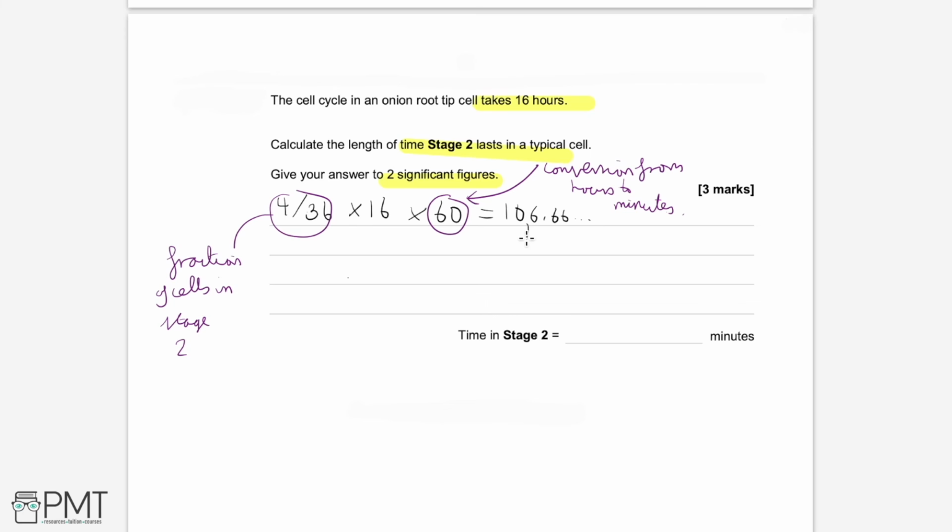It's important to note that it asks us to give our answer to two significant figures. So to do that, we look at the second digit, that is after the 0, and we see there is a 6 afterwards. Now this is greater than 5, so we must round up to 110 minutes.